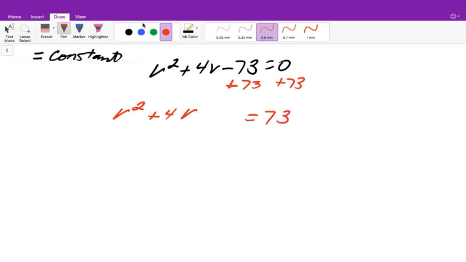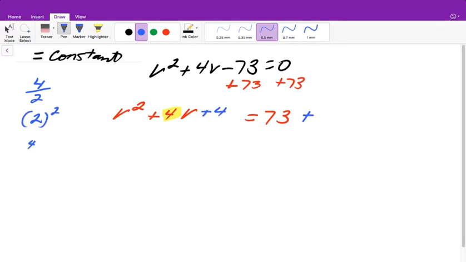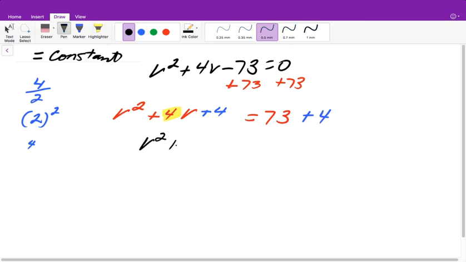All right, then we need to go ahead and take our b. Whatever b is, in this case it is 4. You take your b, you divide it by 2, that's 2, and then you square it, that's 4. And that number gets added to both sides of our equation. So now we have v squared plus 4v plus 4 is equal to 77.